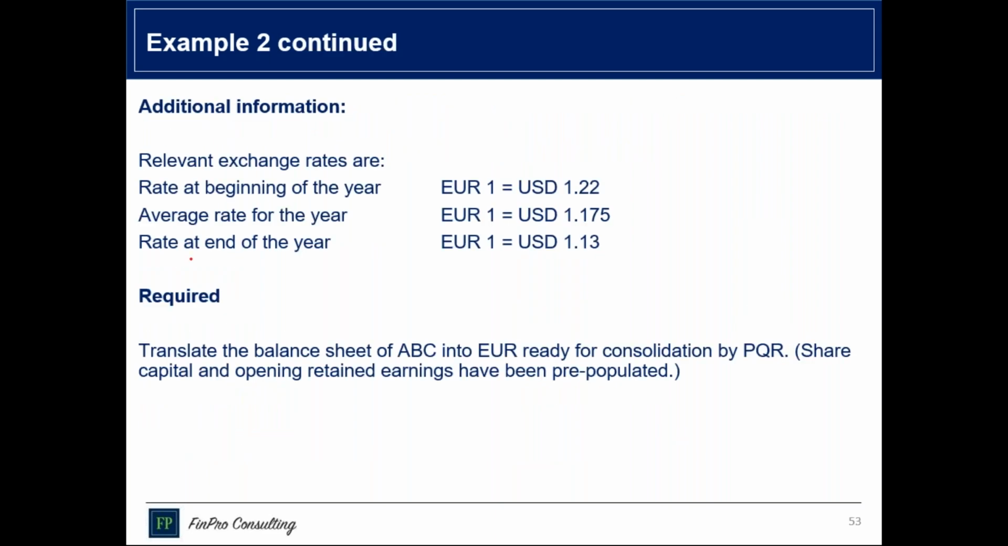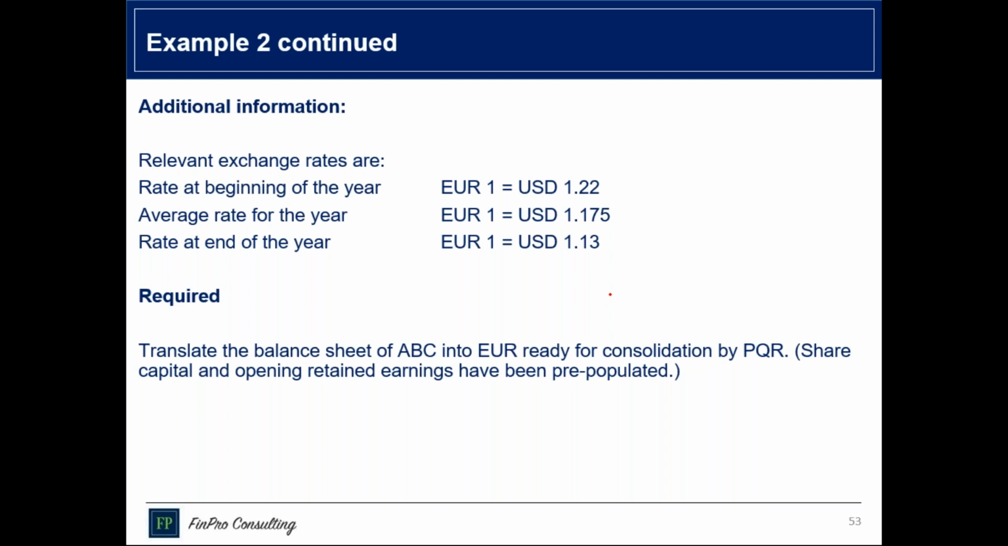In the subsequent slide, we have relevant exchange rates. So exchange rate euro to USD 1.22 at the beginning of the year. Average exchange rate is 1.175 and rate at the end, which is nothing but closing rate, is 1.13. So we need to translate the balance sheet of ABC into euros for preparing the consolidated financial statements of PQR.